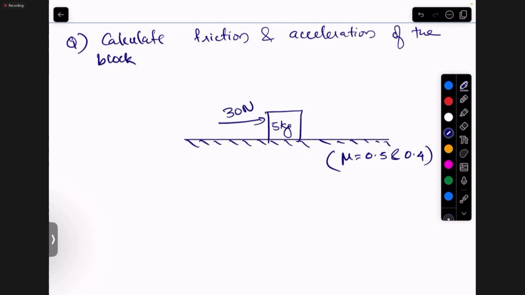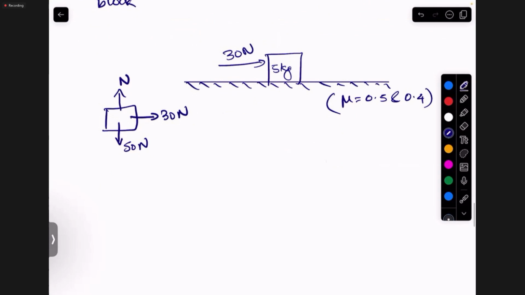Okay. Now what are we supposed to do? First we will draw the free body diagram of this block. So this is 50 Newton down. That's the weight of the block. Then normal reaction will be there. And 30 Newton is here. And first we will be calculating F max. F max equal to mu s times N. So what is mu s?